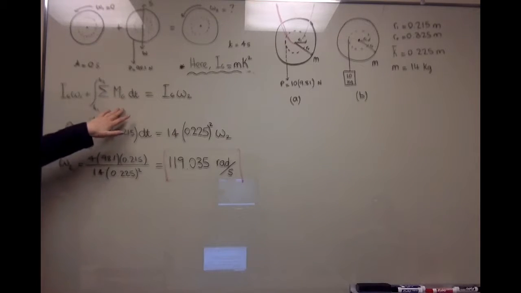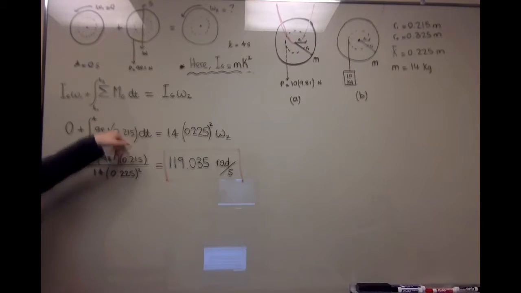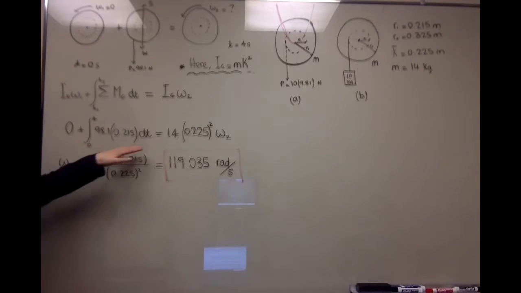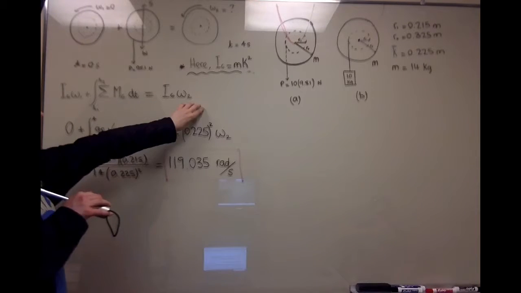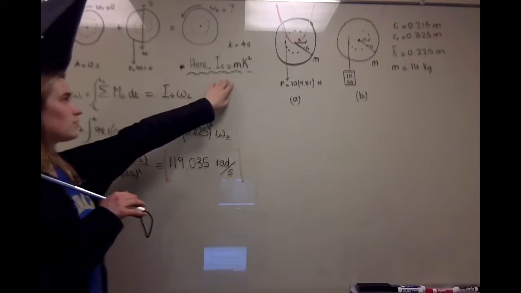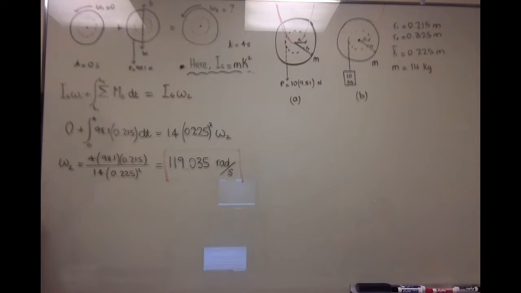So we take into account from 0 to 4 seconds the force around the origin times the radius of the small part of the groove drum, which equals the impulse times the angular velocity. We find the impulse from mass times k squared, where k is our radius of gyration as seen here. In conclusion, we find that our angular velocity for groove drum A is 119.035 radians per second.